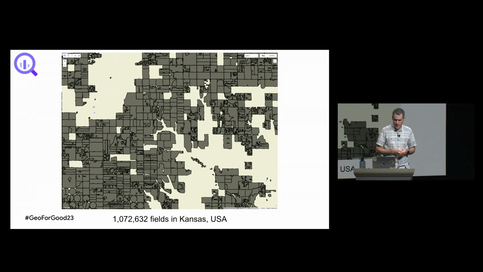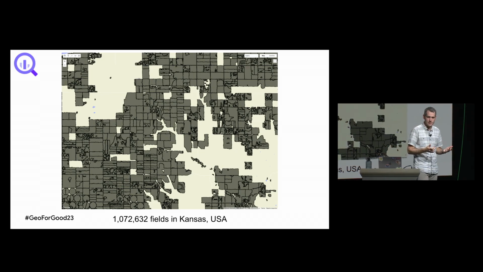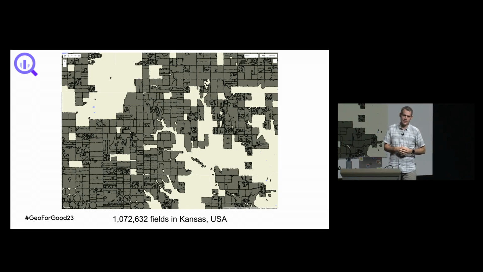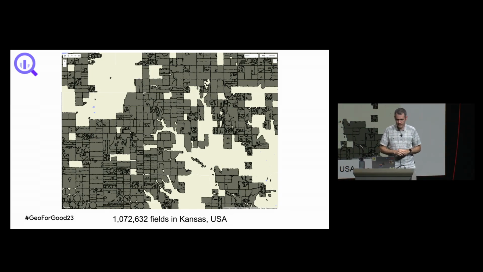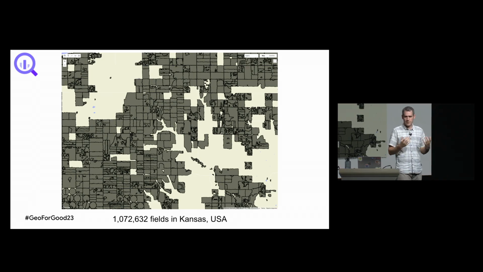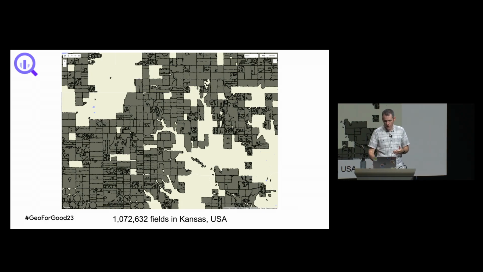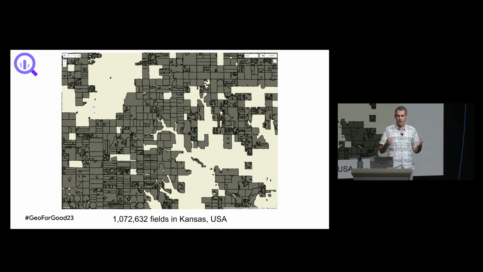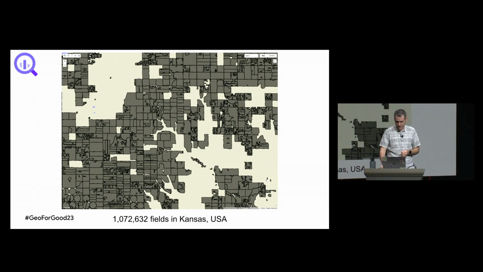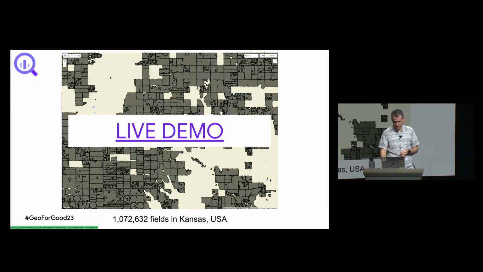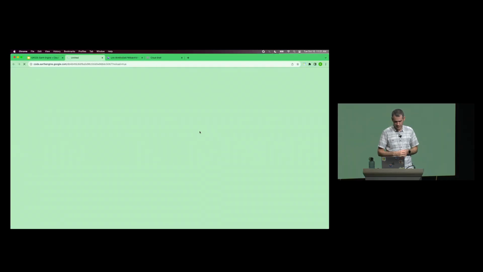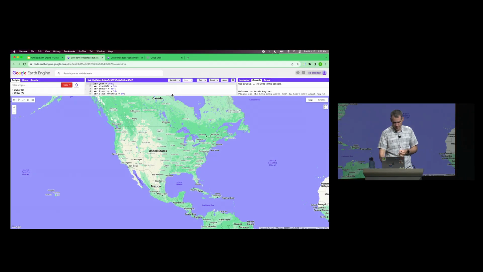Okay, so here's an example. Let's say you have 1 million fields, agricultural fields, in Kansas, in the United States of America. These fields have been segmented, and you want to monitor these fields through time, okay? Let's say you want to calculate NDVI on a fixed schedule throughout the year, and you want to store that information in BigQuery so you can look at it later. This is exactly what we're going to do now. So here's a very simple demonstration that does this.